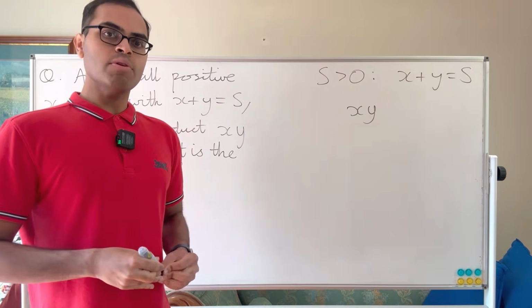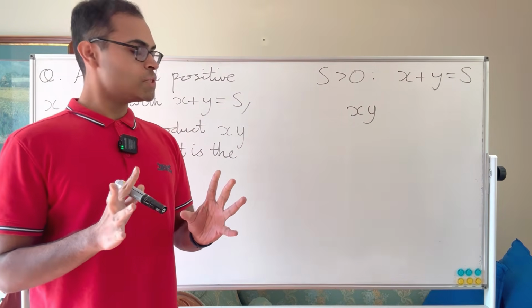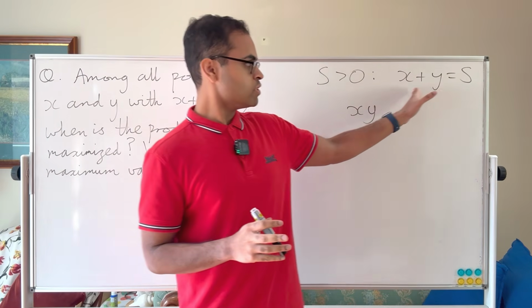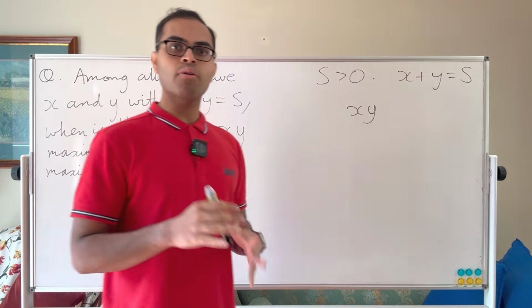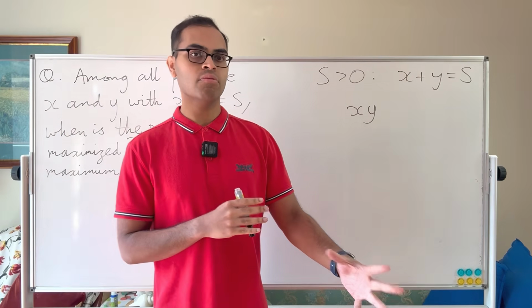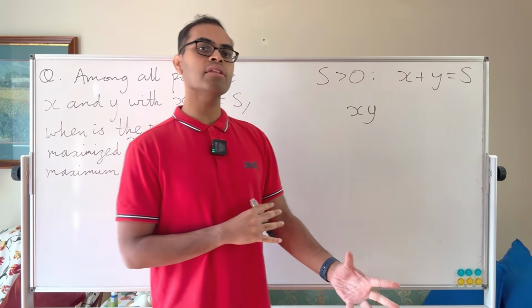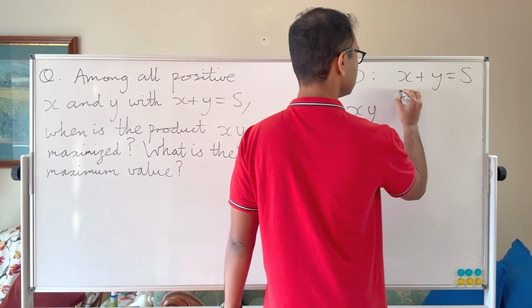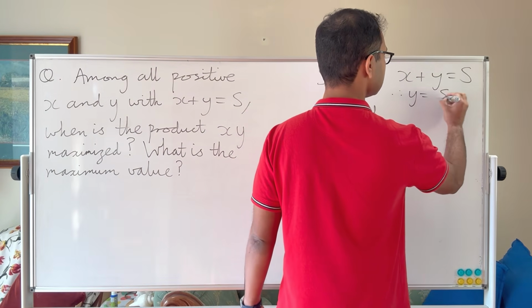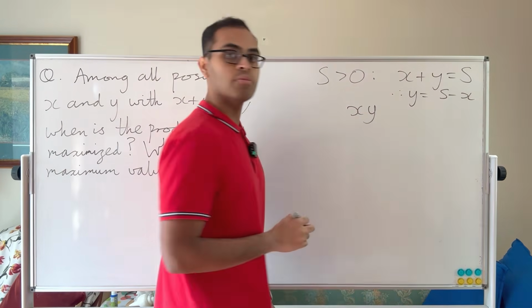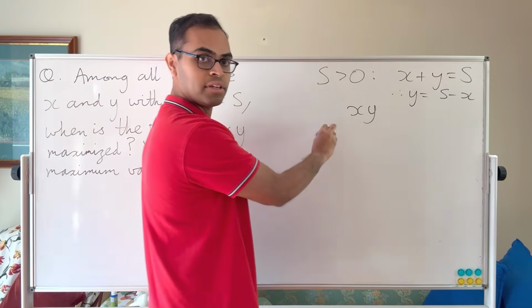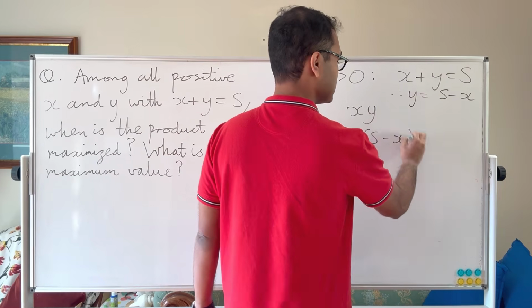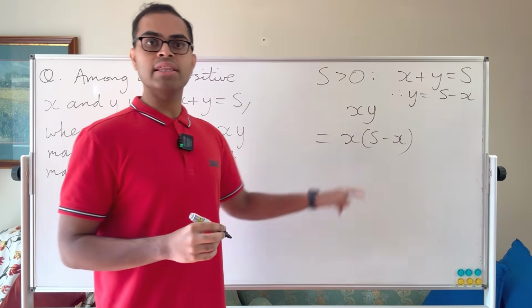Now the first thing we want to do with this kind of problem is just put everything in terms of one variable. Okay, so we've got x plus y equals s, so we know that y is determined by x. Once you know x, there's only one value of y, that is s minus x. So y is equal to s minus x if you subtract x from both sides. So the product we're interested in, x times y, is going to be x times s minus x. And we're interested in when this is maximized.